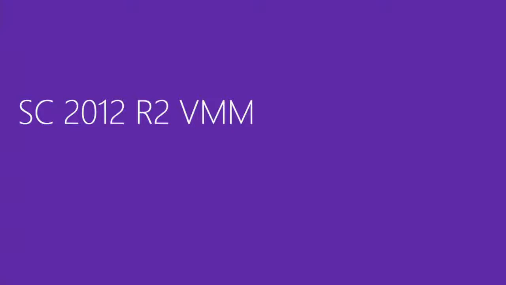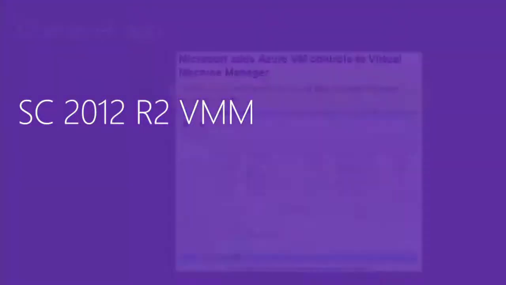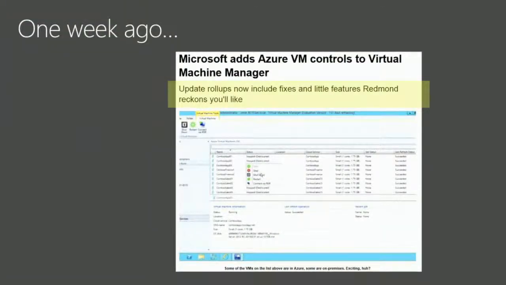So I'll talk a little bit about some of the features that are in R2 today and will be coming soon. So this is about a week old. We just released Update Rollup 6, and I was actually pretty excited to see that we got in the Register. And I love the way that they said there's little features that Redmond reckons you'll like. Nicely alliterative there, but that's actually accurate.